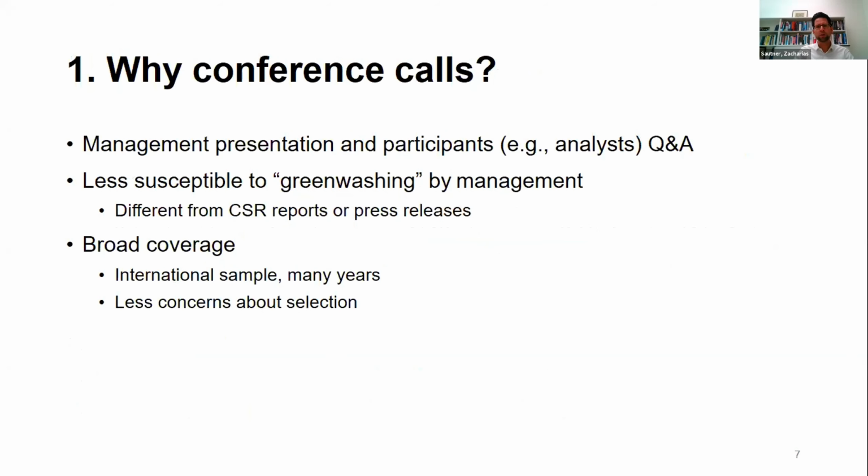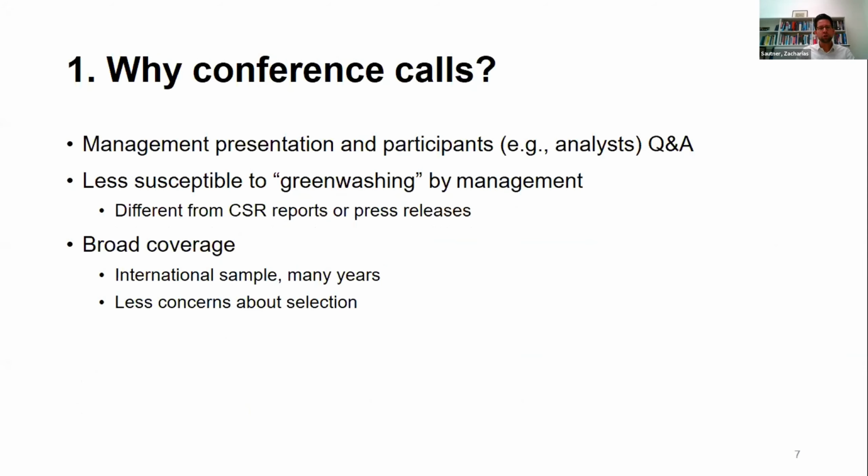So why do we look at conference calls? Conference calls are extremely important in financial markets. They are important dates on the investor relations agenda. They take place on a quarterly basis, and they are a key arena where management and key market participants, analysts, and investors meet each other. They consist of management presentations and Q&A sessions where the analysts can ask management.